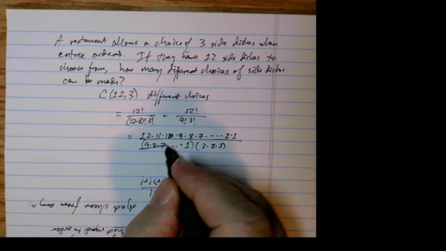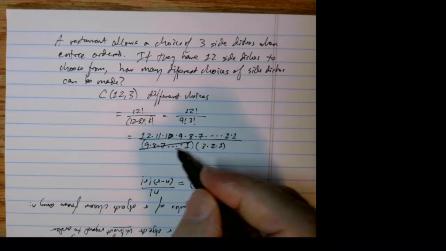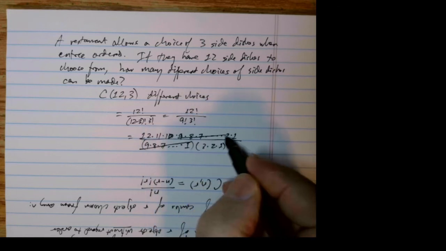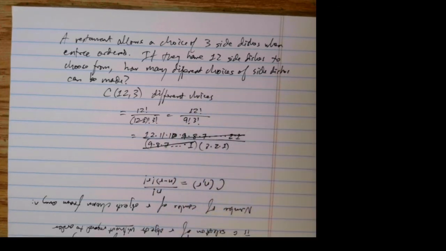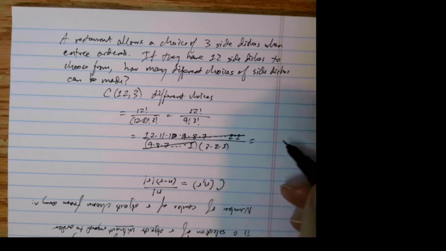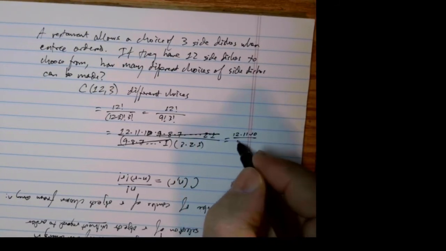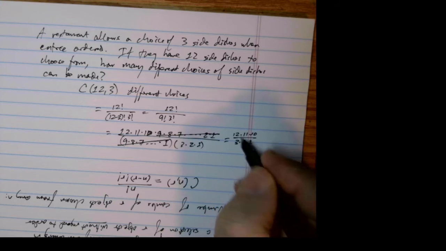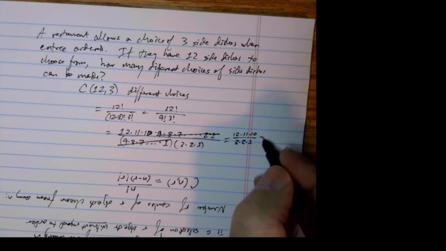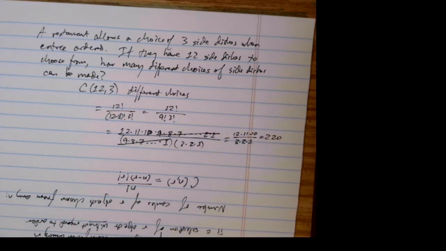And you can see that there's a whole lot of cancellation here. This big product, 9 down to 1, all cancels with this big product. So you end up with 12 times 11 times 10 over 3 times 2 times 1. And I can do that in my head, right? This is 2 times 11 times 10, which is 220. So it's not hard to compute these things when the numbers are small. When the numbers get larger, it is harder to compute, and then you should use your calculator.